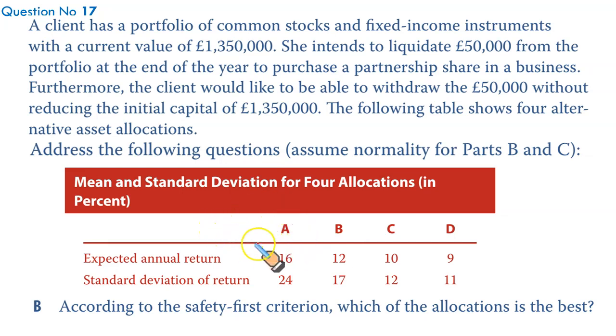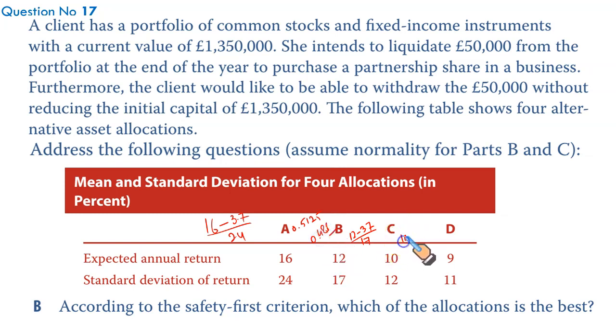It's from our reading. 16, that is the expected return, minus the threshold 3.7 upon the standard deviation 24. If you simplify, the result would be 0.5125. You do the same with B. 12 minus 3.7 divided by 17. Once simplified, it will give you 0.488.